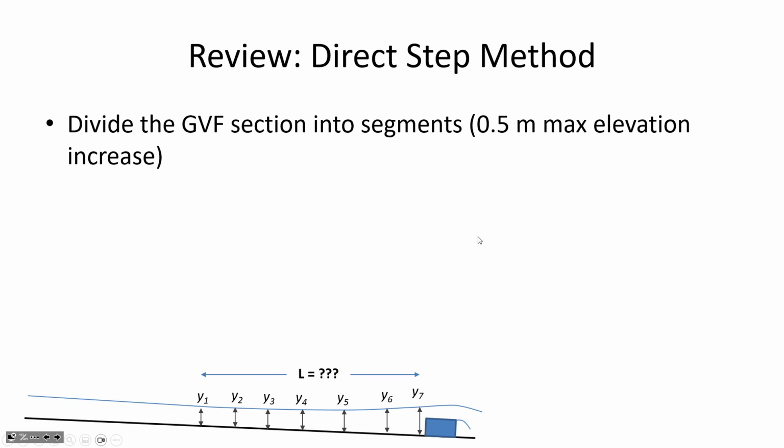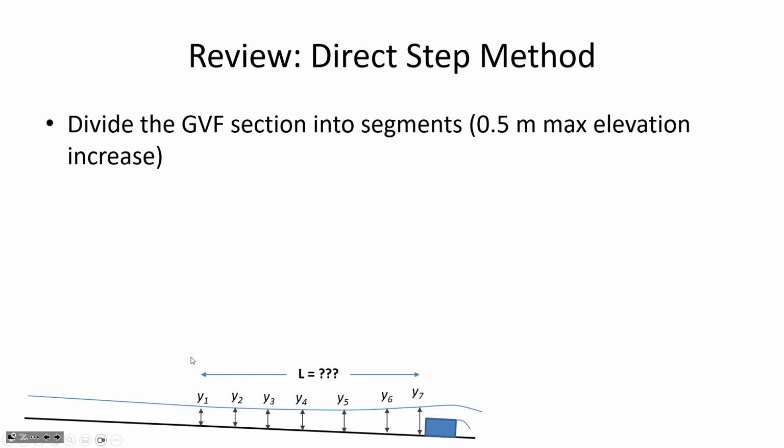Now, here's a review of what we saw from the example last time. We use this direct step method when we're trying to predict the length of the backwater curve. So in the example and in the homework, I think what you were solving for was some unknown length, L. But if you were given L, you could find out what is the depth, some known distance upstream. So if I told you, for example, the depth upstream of a sill is 3 meters, how far upstream?